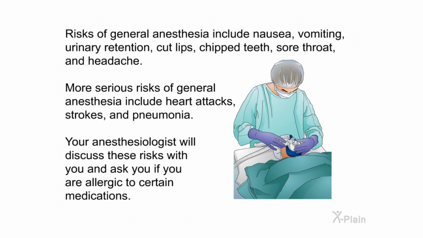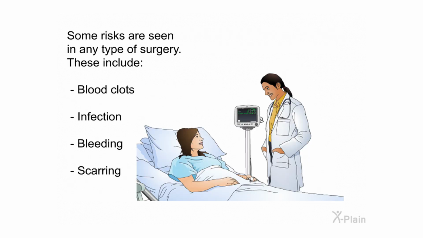Risks of general anesthesia include nausea, vomiting, urinary retention, cut lips, chipped teeth, sore throat, and headache. More serious risks of general anesthesia include heart attacks, strokes, and pneumonia. Your anesthesiologist will discuss these risks with you and ask you if you are allergic to certain medications. Some risks are seen in any type of surgery. These include blood clots, infection, bleeding, scarring.